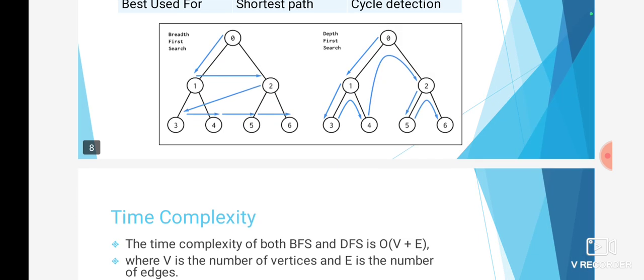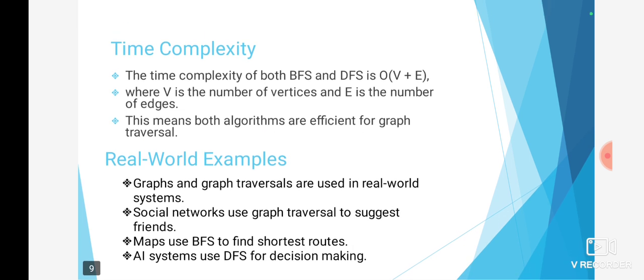The next, time complexity. The time complexity of both BFS and DFS is O(V + E), where V represents the number of vertices and E represents the number of edges. This means both algorithms are efficient and scalable for graph traversal.